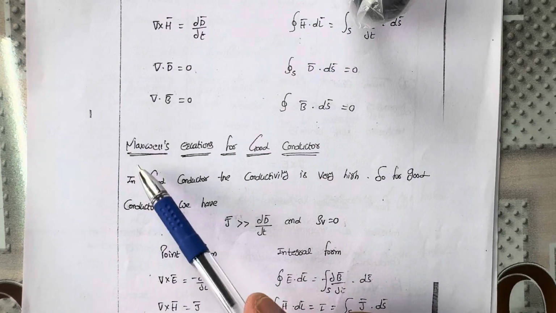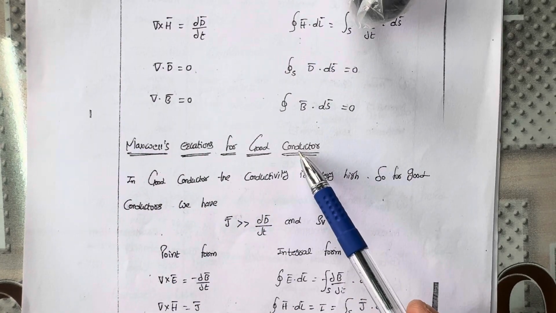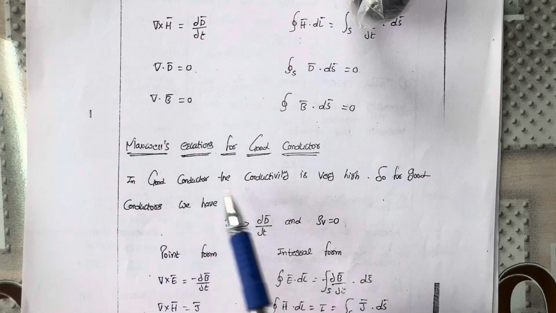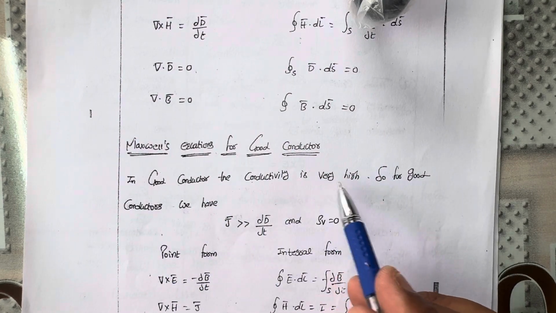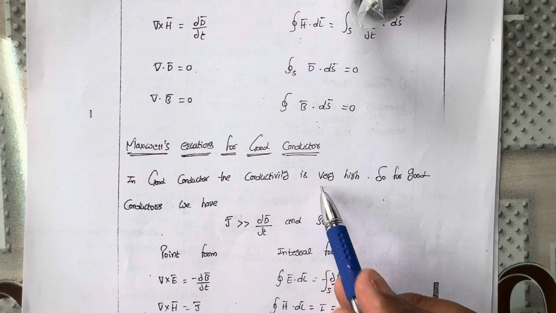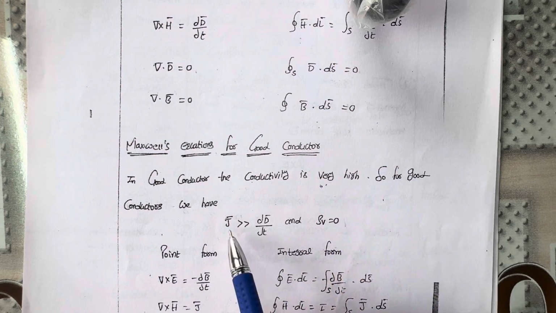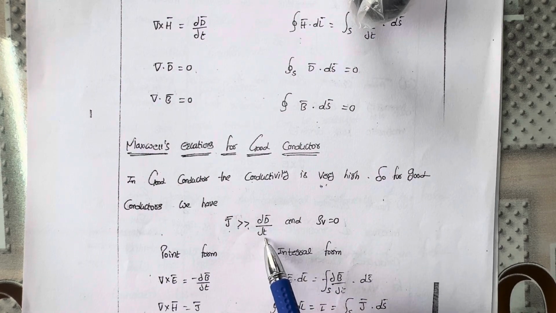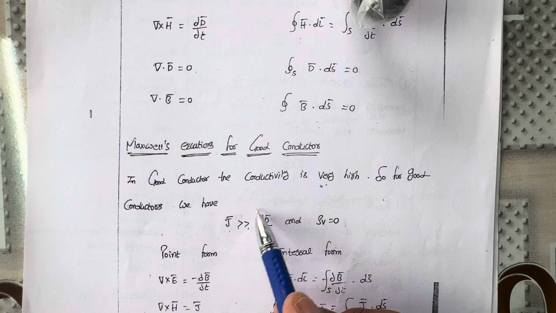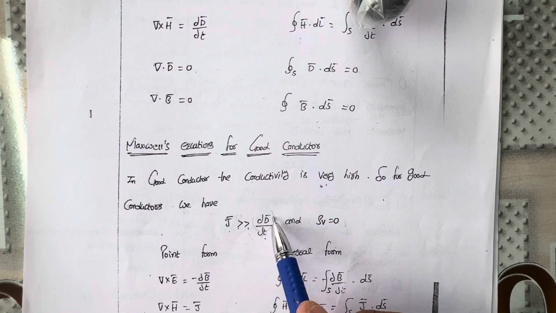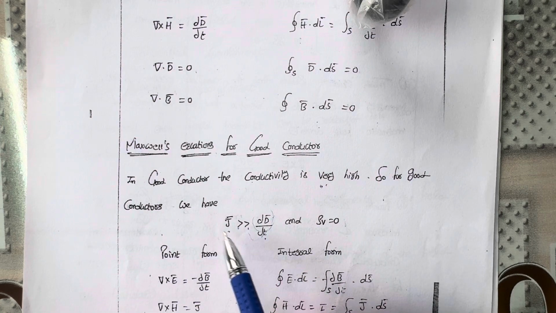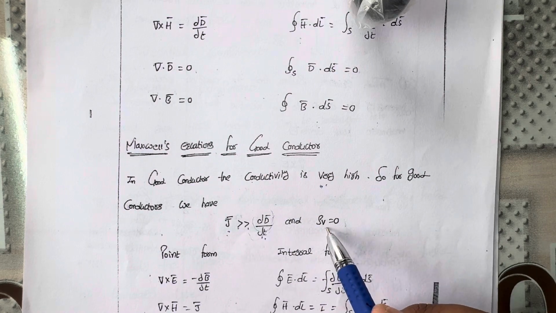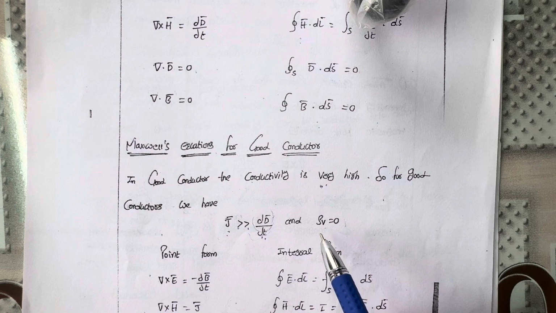Now, Maxwell's equations for a good conductor. In the case of a good conductor, the conductivity is very high. So the value of J bar is far greater than dou D bar by dou t. That means the displacement term will be very small when compared to J bar, so we are neglecting it, and at the same time rho v equals 0.